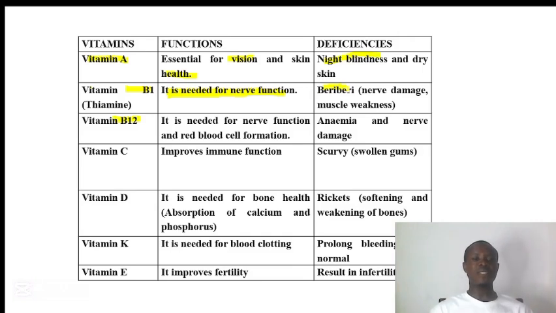So let's talk about B12. B12 is needed for nerve function just like B1, but this B12 has an additional function, which is the formation of red blood cells.